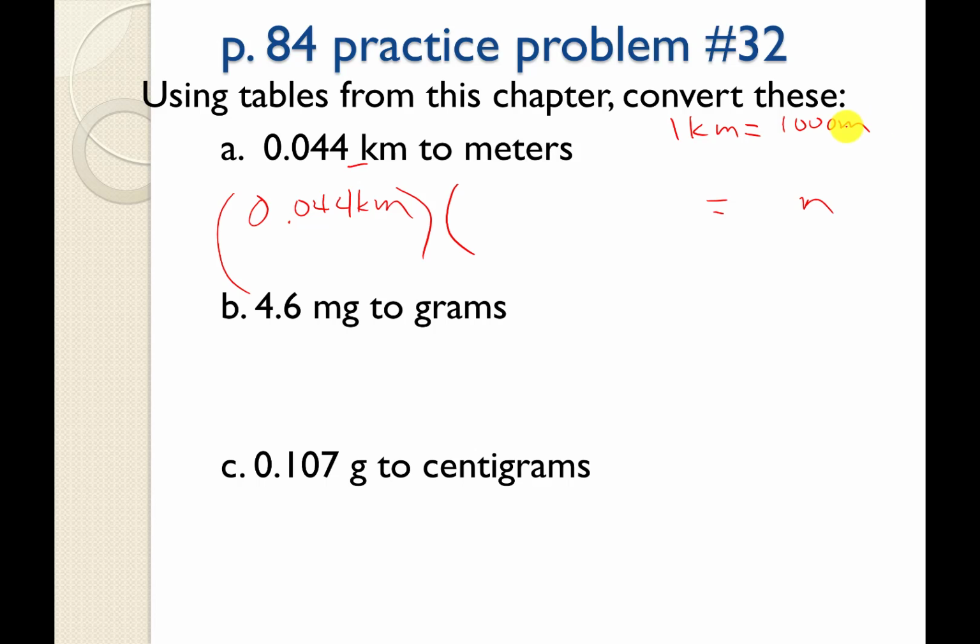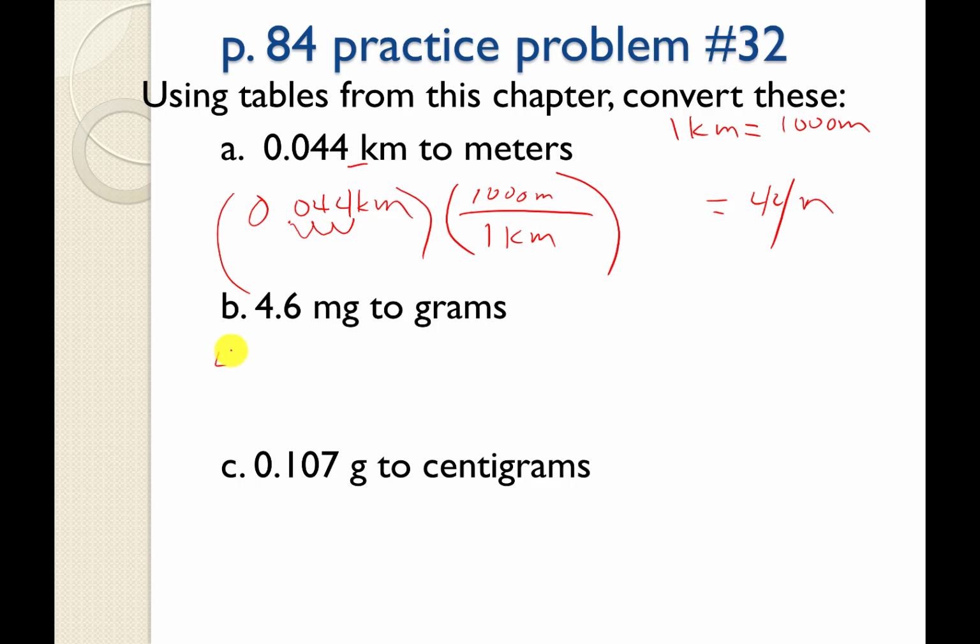Aha, and all we do is we want to put 1,000 meters on the top and 1 kilometer on the bottom, and that is going to equal 44 meters. And you'll notice here, this is not uncommon at all, you move the decimal 3 times over. Now you could just multiply it as well, but you'll learn very quickly that if you're multiplying by 1,000 with 3 zeros on it, you move the decimal 3 times over, and that will be your answer.